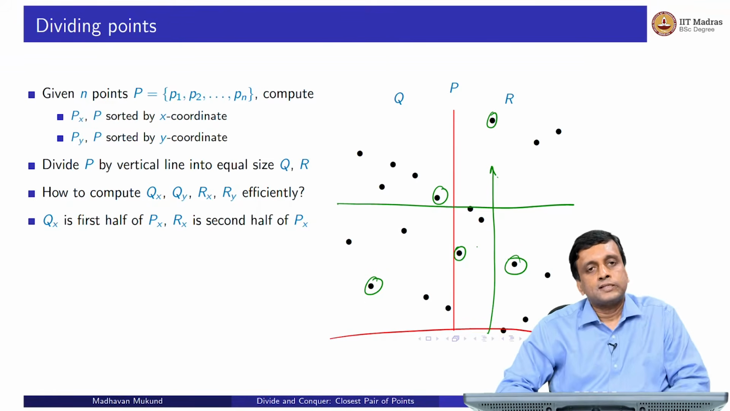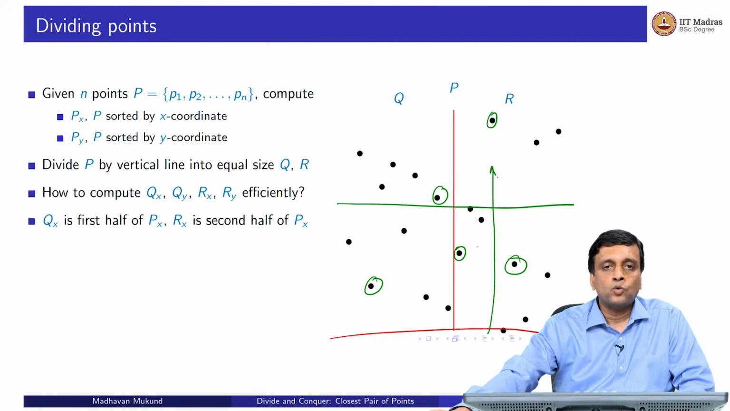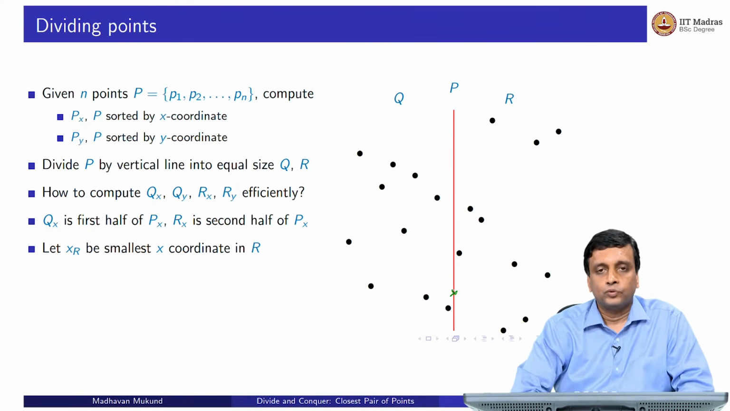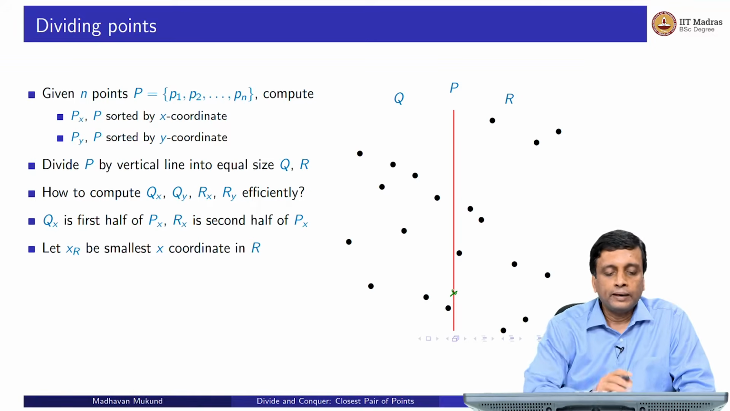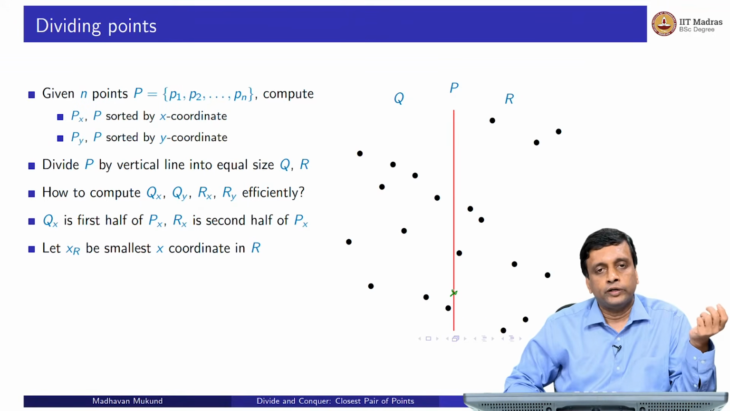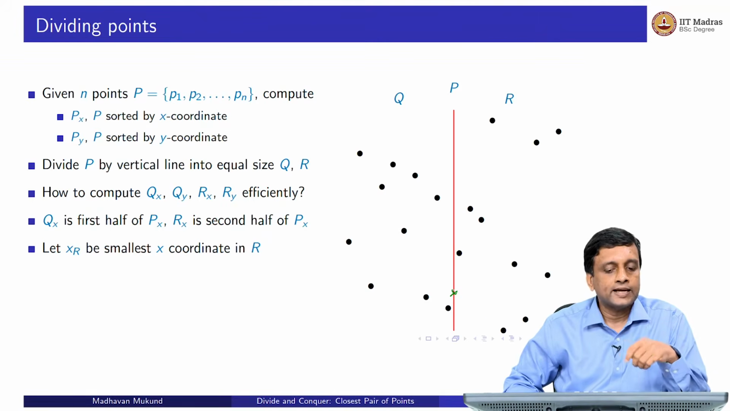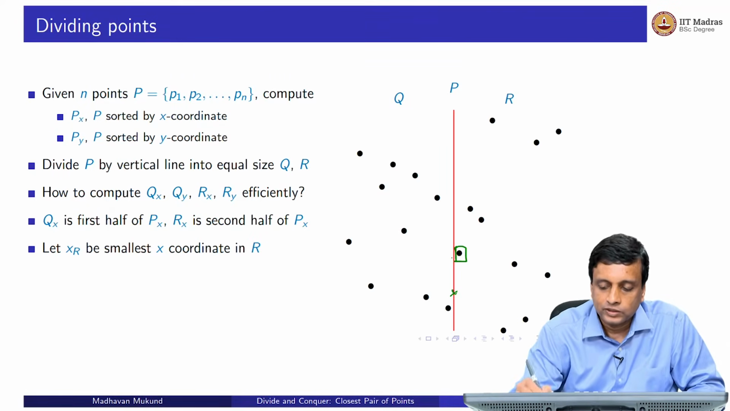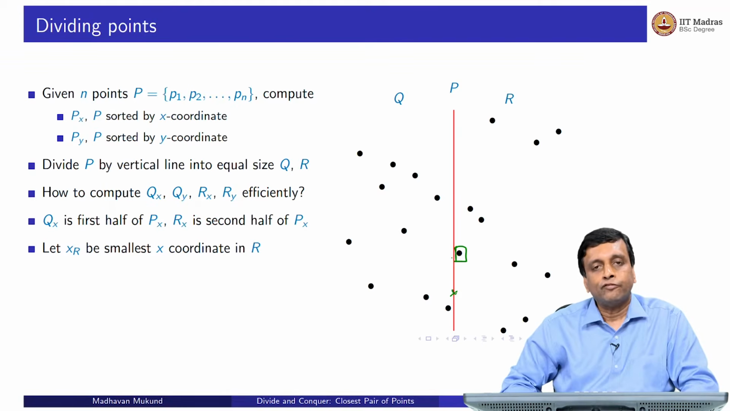So how do I know whether it's left or right? It depends on the x coordinate of that point. But what do I know? I know that the red line divides the two. So for instance, when I am doing the split, I can either pick up the largest x value in Q or the smallest x value in R and use that as my boundary, right. So let, for example, xr be the smallest, that is the leftmost point in the right set.